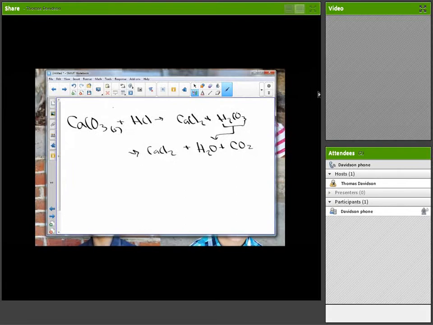All right, so the first one that you should commit to your brain is that metallic carbonates and acids produce carbon dioxide.